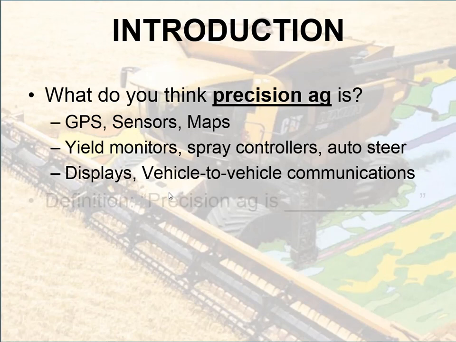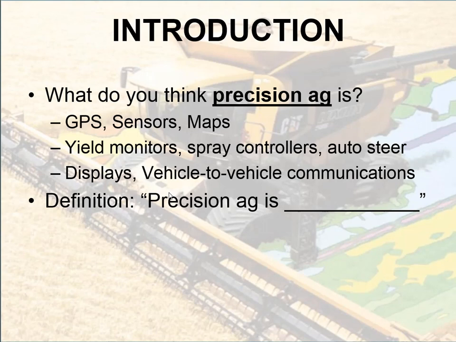So really, the definition: precision ag is what? Here's what I want you to do out on Blackboard. I have a discussion post out there, and I want each of you to come up with a definition. Imagine you're walking down the street, you run into someone, and you say you're taking a course in precision ag, and they ask, what is precision ag? Give me a definition. Post it out on Blackboard, and also take a look at what some of your classmates have posted, and feel free to make a couple of comments to others.